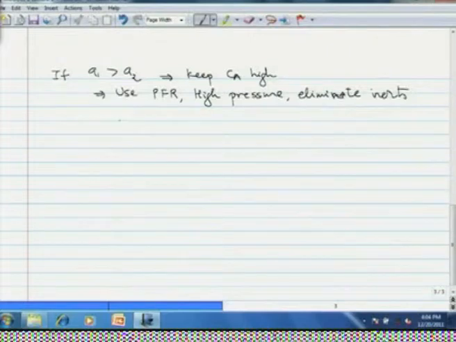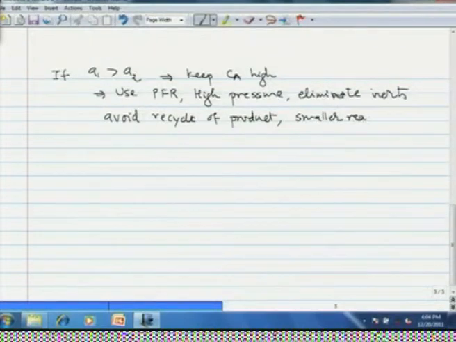or you avoid recycle of products, which would again lower the partial pressure, or you can use a smaller reactor so as to have higher concentration of the reactants. This is when A1 is greater than A2.